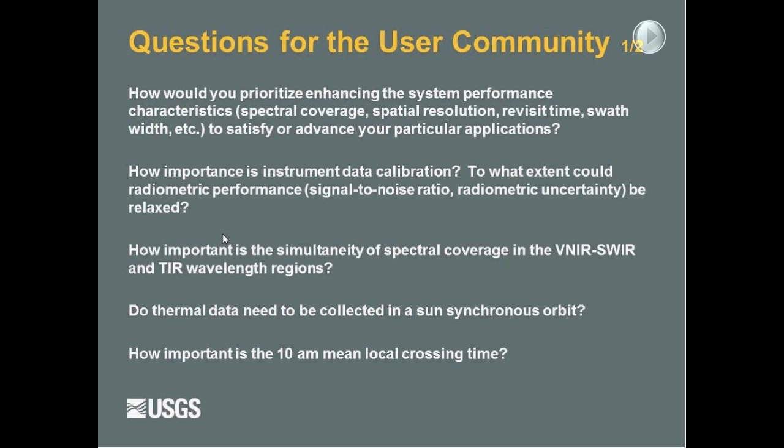Okay, we'll move along. The last question on this chart: how important is the 10 a.m. mean local crossing time? And this is whether we fly all spectral bands in aggregate or disaggregated. I mean, that's what we've been flying today, but there are other systems that have departed from that and planned systems that have departed from that. How would that impact?